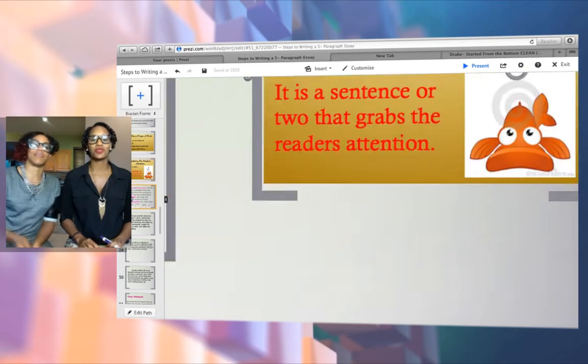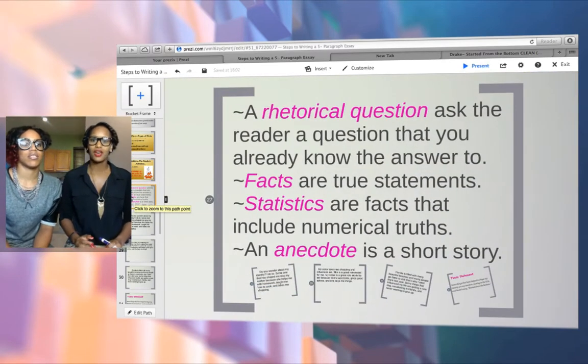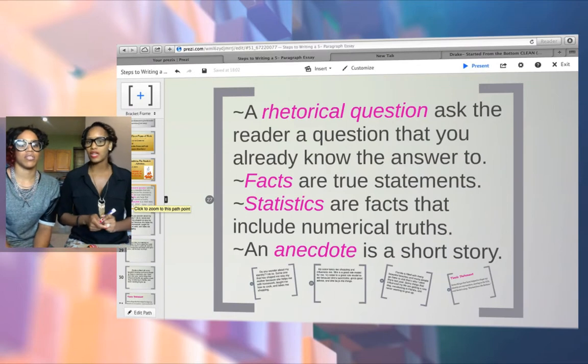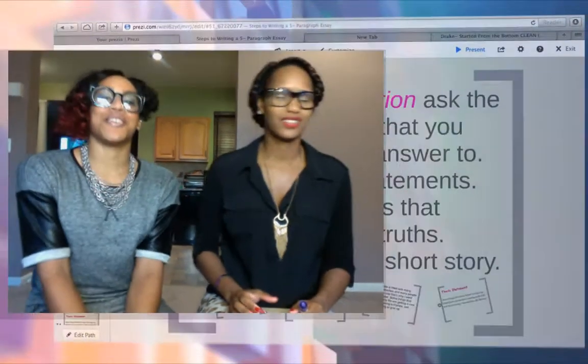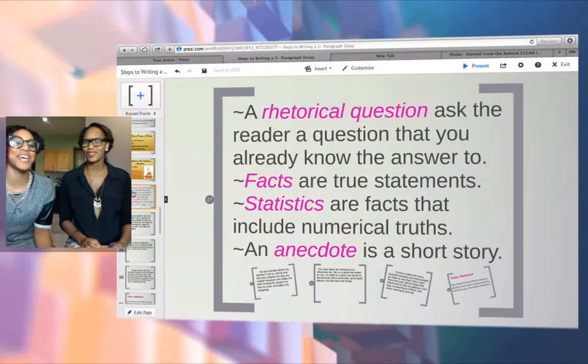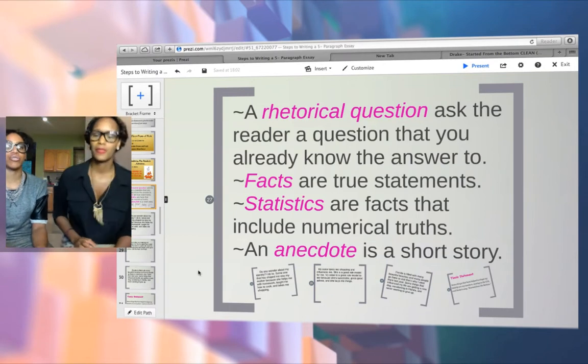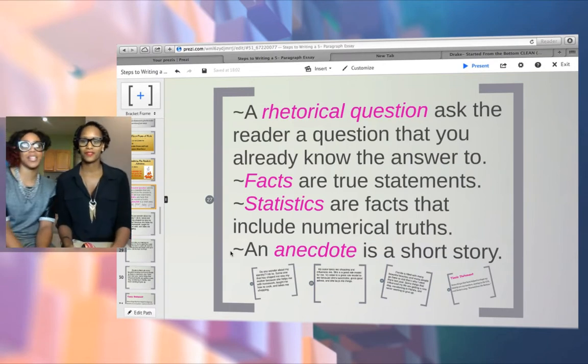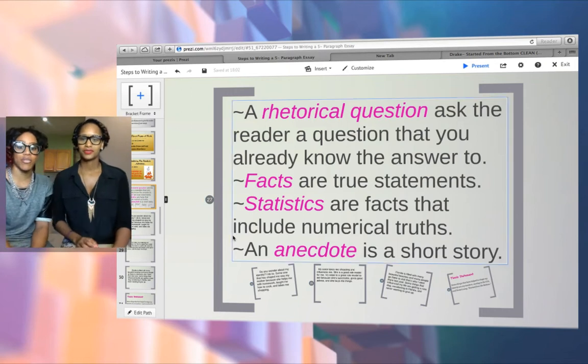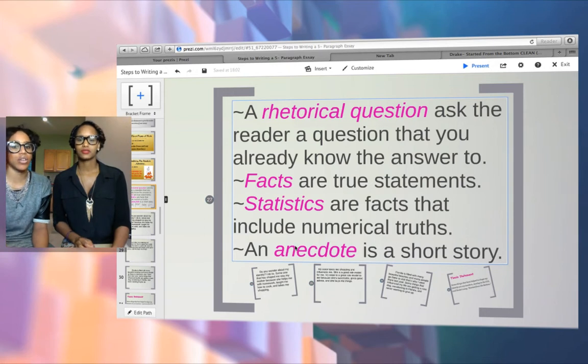One was our rhetorical question. That's when you ask the reader a question that you already kind of know the answer to. Like, would you want to win the lottery? Of course I want to win the lottery. Ask me one. Would you want to die? No, I don't want to die. Exactly. Your rhetorical question has to be a good question where the reader would want to continue to read your paper. Facts are true statements, something that cannot be disproven. Statistics are also facts, but they include a number that measures something. And lastly, an anecdote is a short story.